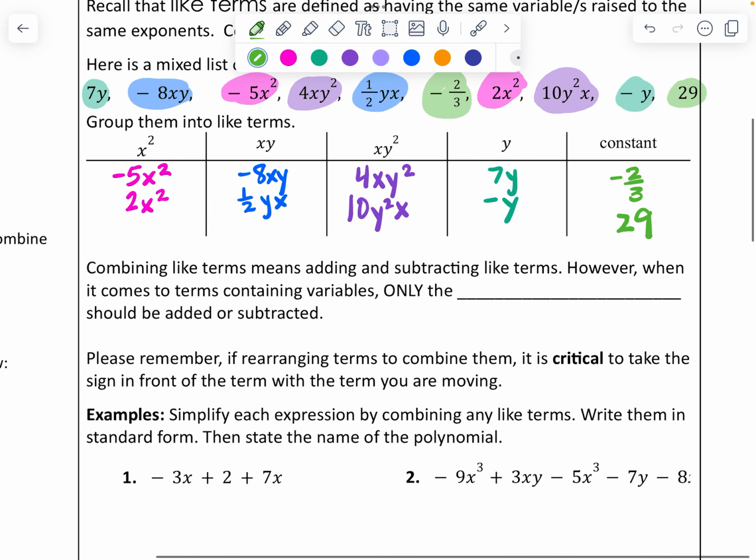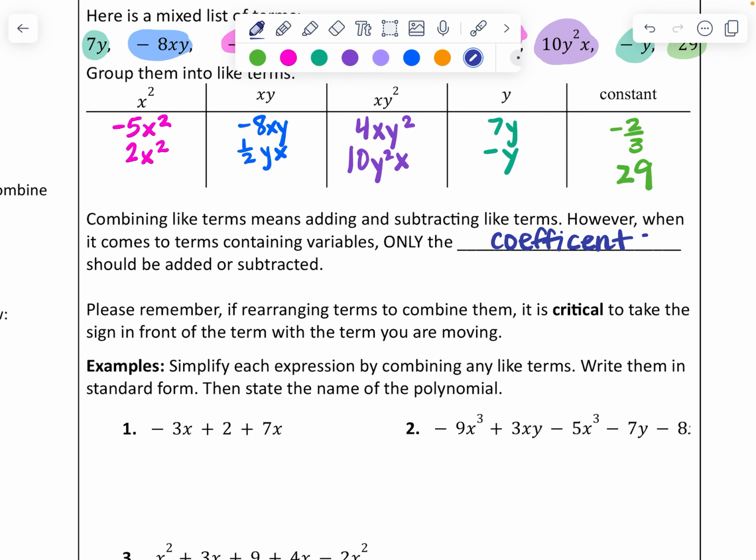Combining like terms means adding and subtracting the like terms. However, when it comes to terms containing variables, only the coefficients should be added or subtracted. So when we are adding and subtracting with polynomials, you're not going to be changing any exponents. You're only going to add or subtract the coefficient. Remember, if you need to rearrange terms to combine them, you must take the sign in front of the term. That is what tells you whether that coefficient is negative or positive.